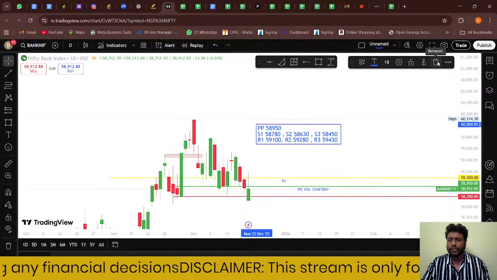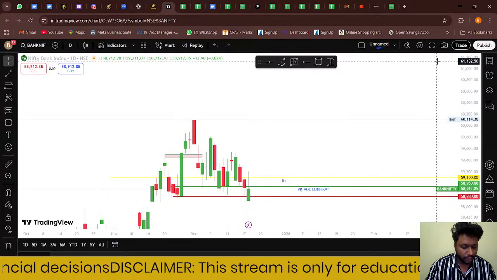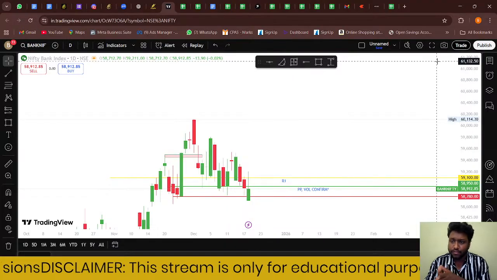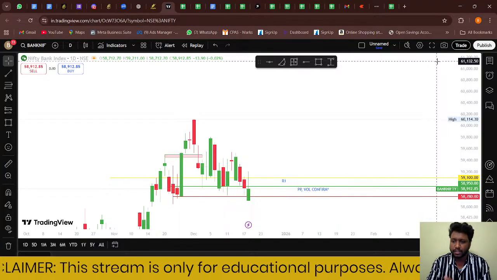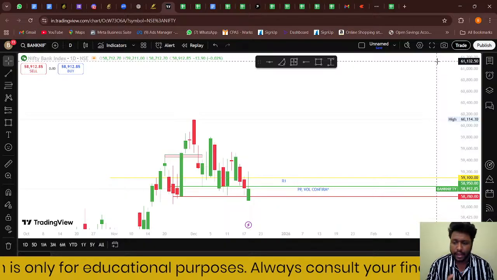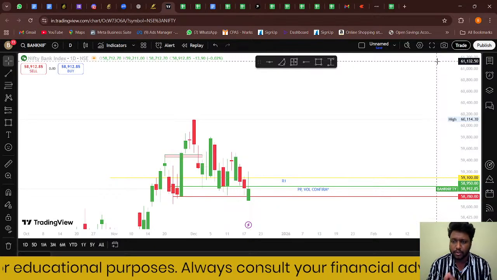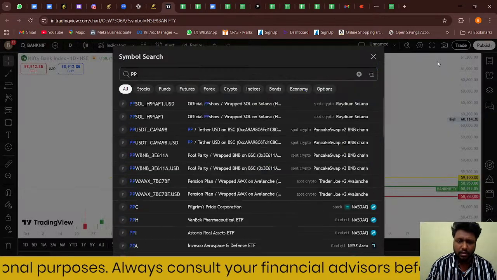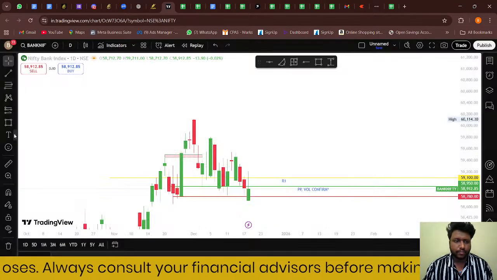So yesterday it was 58,950. Today it is 58,945, so it is in a similar range. 58,945 is today's pivot line, so we will mark it.